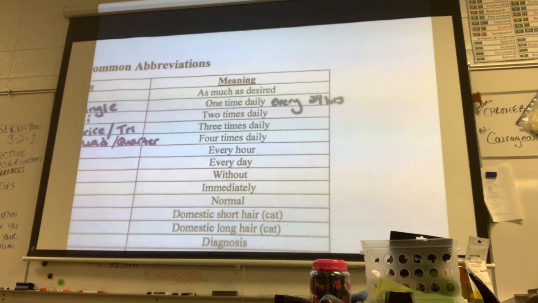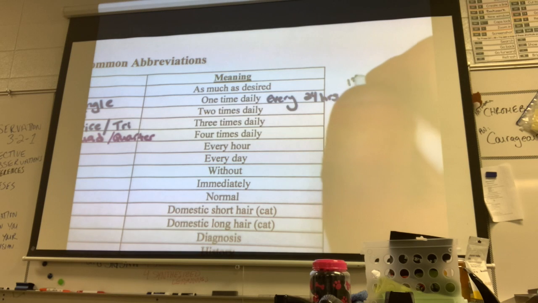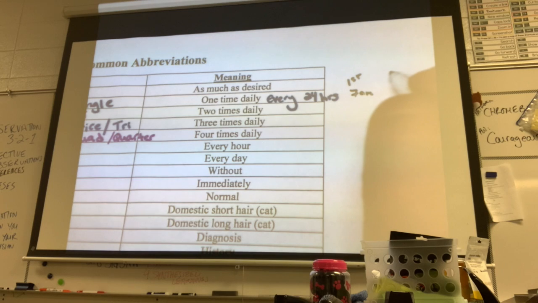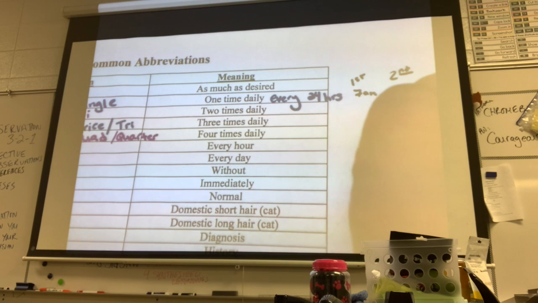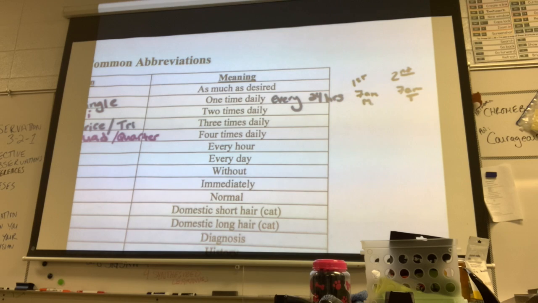So my first dose, if I give my first dose at 7 a.m., when am I going to give my second dose? If I give my first dose at 7 a.m., when's my second dose get given? 24 hours. 7 a.m., right? So this will be 7 a.m. So if this is Monday, then that would be Tuesday. Yeah? All right.